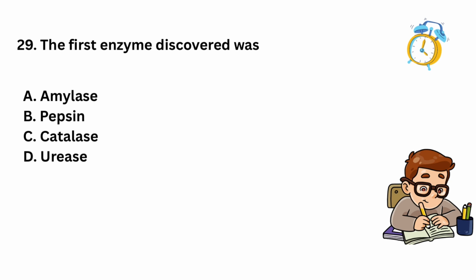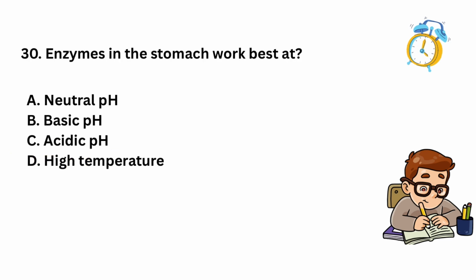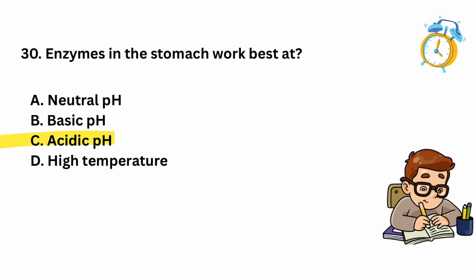Question number 29 says, the first enzyme discovered was. It was D, urease. Question number 30 says, the enzymes in the stomach work best at. And the answer is C, acidic pH.